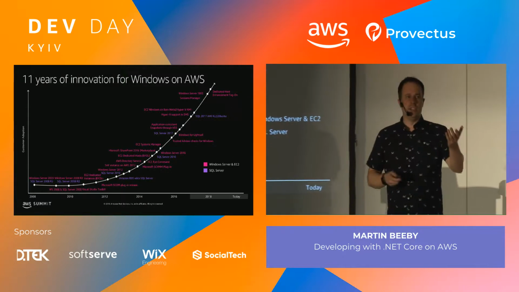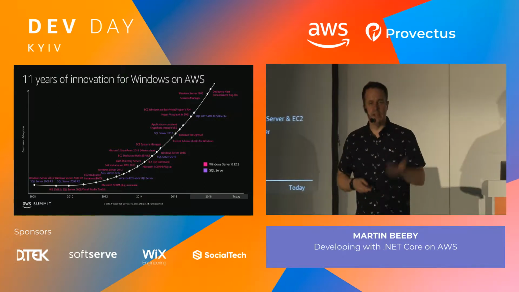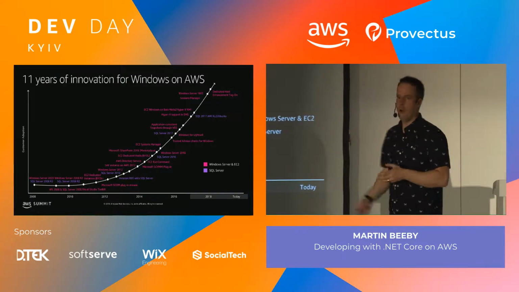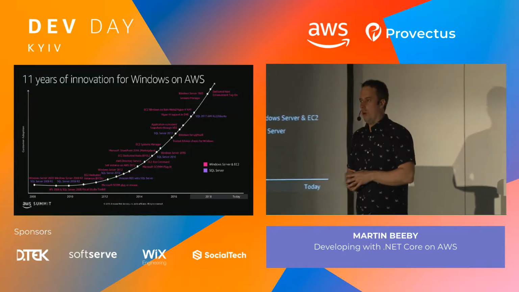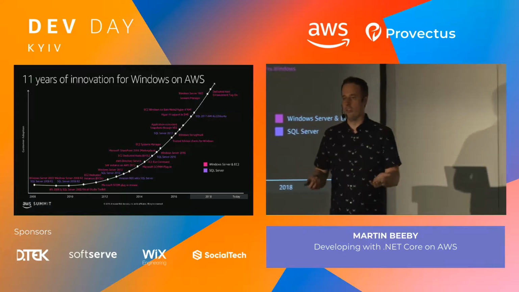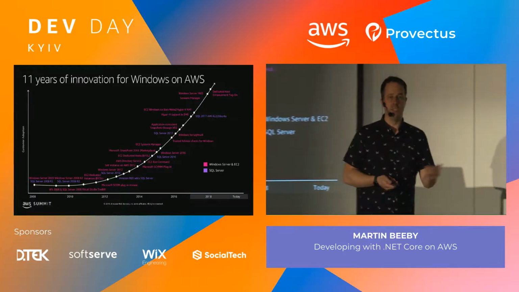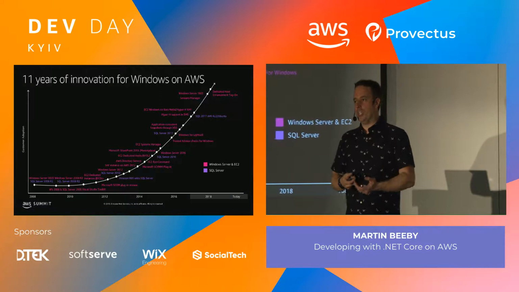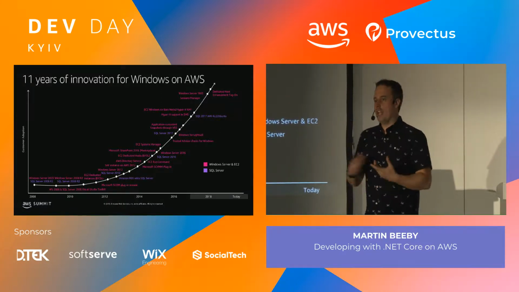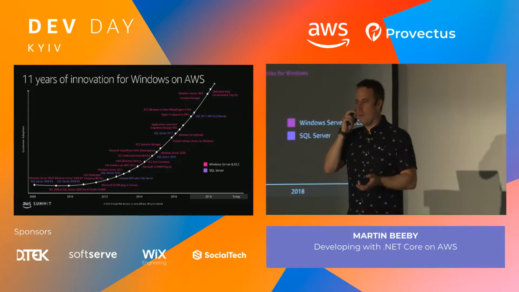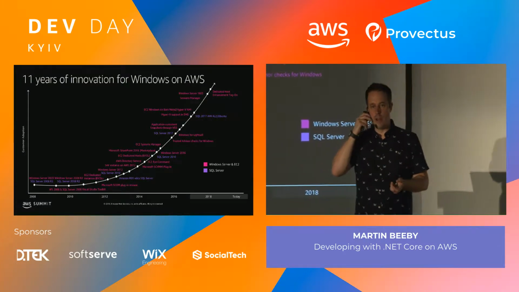Now we have EC2 for Server 2019, and we've got great support for SQL Server as well. Whether you want to run your SQL Server on your own EC2 instances and manage all of that yourself, or whether you want to use RDS, the relational database service, which gives you SQL Server as a service. We create it across 2 availability zones and make it very easy for you to use within your application.